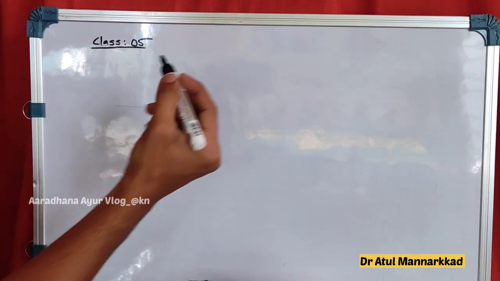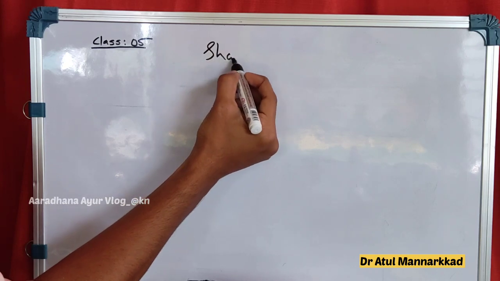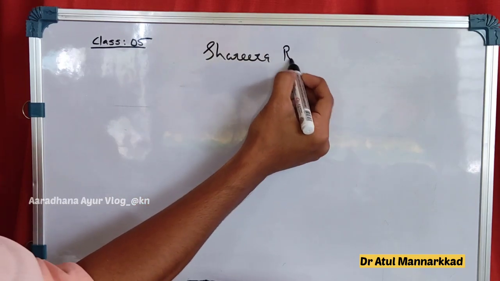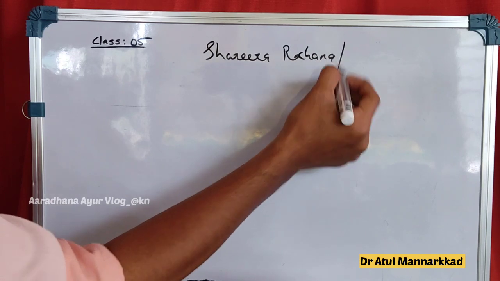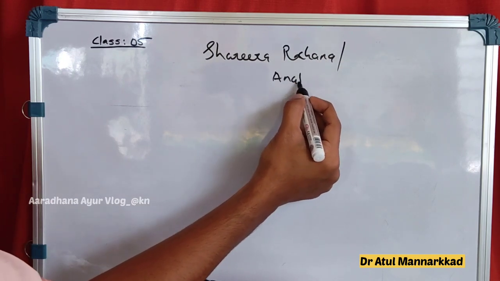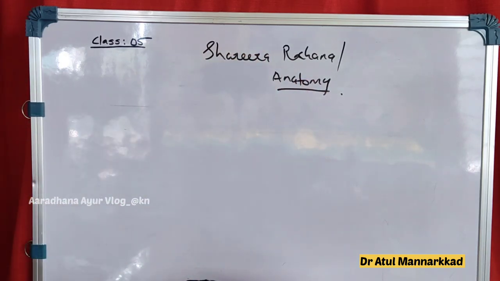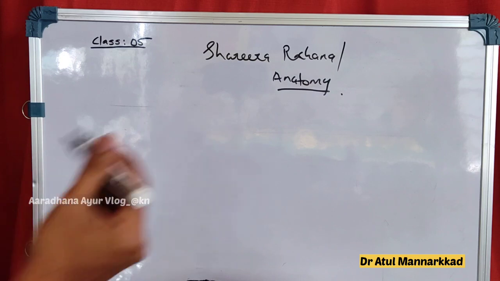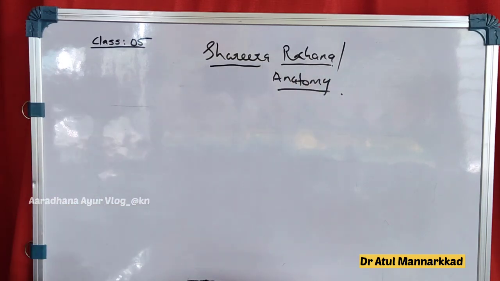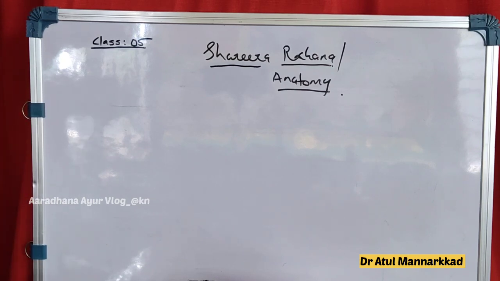We will be continuing the topics of Sharira Rachana or Anatomy. Last class we had seen what is Sharira Rachana and what is Sharira, and also we had discussed the anatomy, that is living anatomy, the sections of cadaveric anatomy, that is regional and systemic anatomy, and also we had studied regarding the Shadanga Sharira. In this we will be continuing that session only.